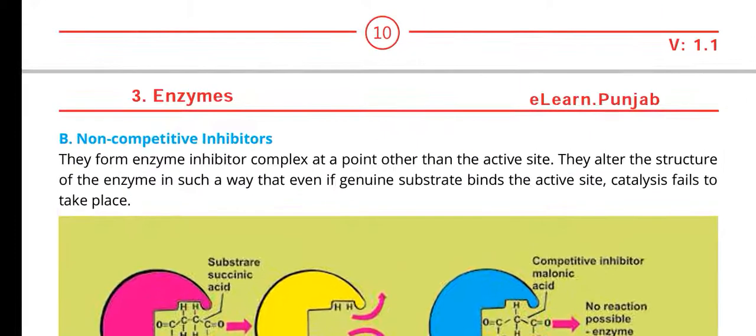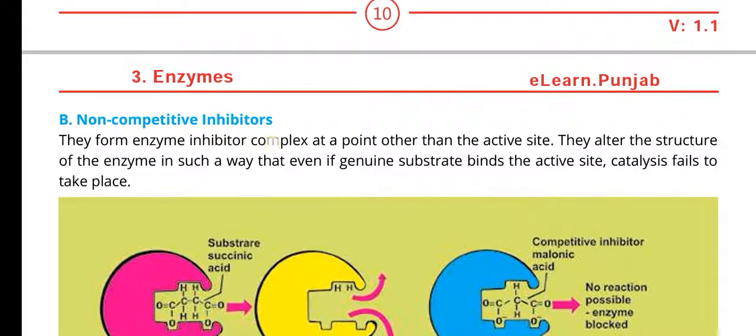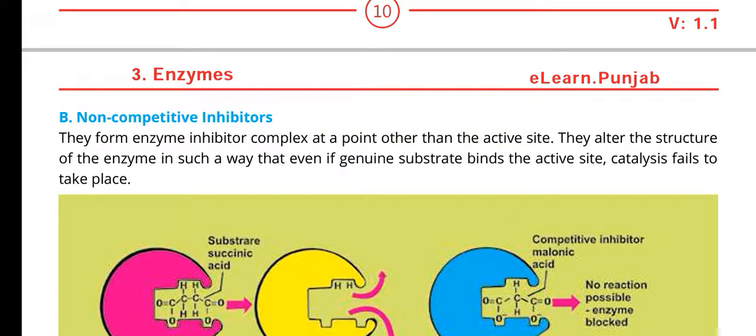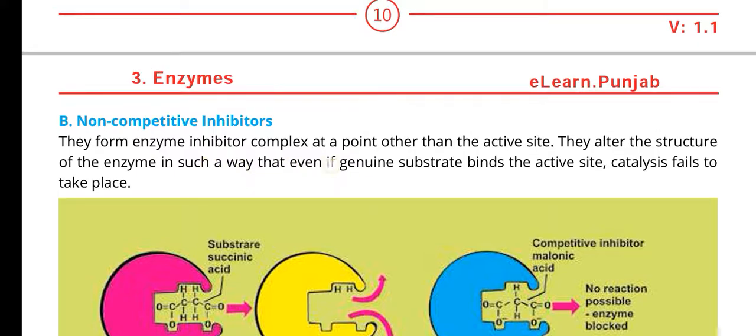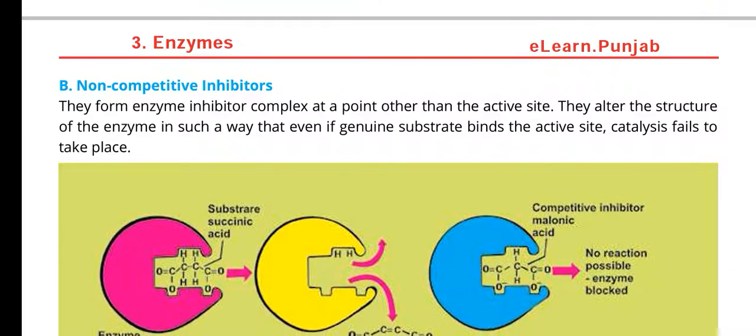They form an enzyme inhibitor complex at a site other than the active site, and they physically retard the enzyme. After that the enzyme will be in that state and will not act on any other substrate. They alter the structure of the enzyme in such a way that even if a genuine substrate binds the active site, catalysis fails to take place.